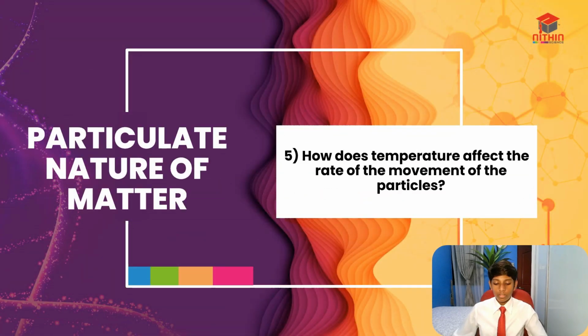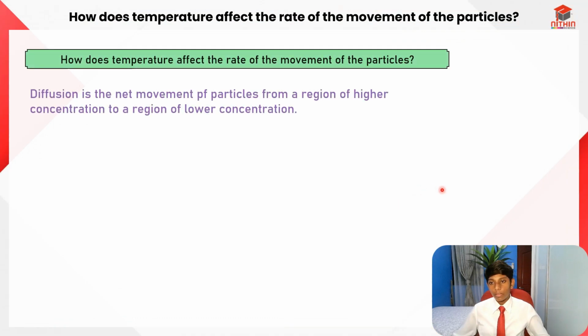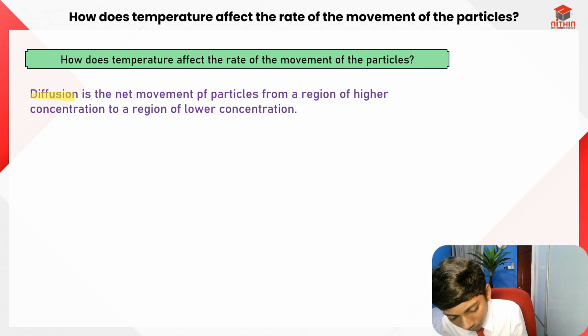For the fifth segment of this video, I'll be going through how the temperature affects the rate of the movement of the particles. This is actually the last segment of this video. So let's take a look. How does the temperature affect the rate of movement of particles? There's something new over here. You're going to learn something called diffusion.